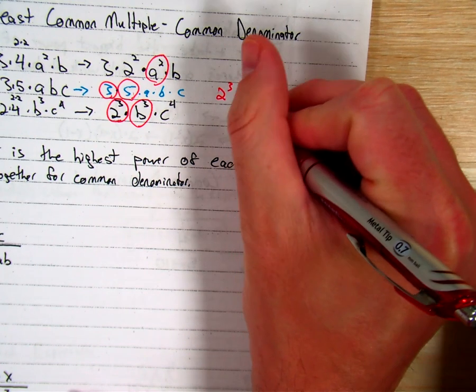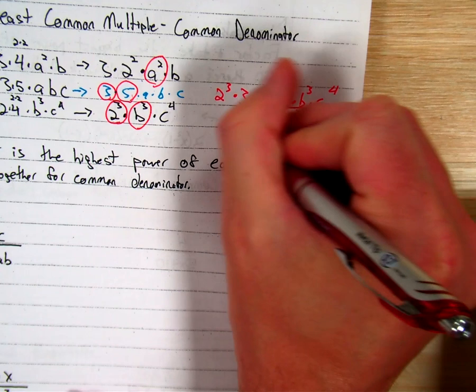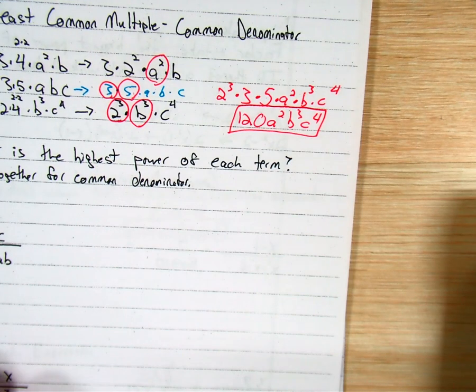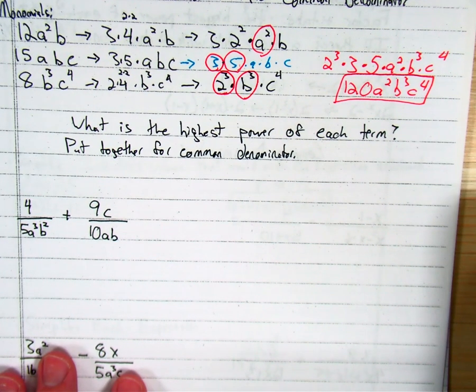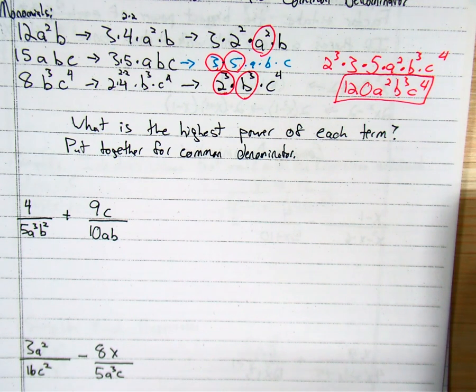Okay, so that is a skill there that we will need in order to get a common denominator for these fractions, because today we're adding and subtracting. Okay, the last couple days it was multiplying. Today we're adding and subtracting, and part of adding and subtracting is having a common denominator.